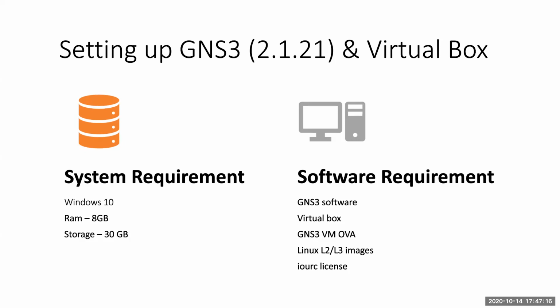And then we have to have VirtualBox. The VirtualBox version is okay with 6.1 or 5.5. I don't have any, means we should not have any problem with that. Then we have the GNS3 VM OVA, then Linux L2, L3 images, and IOURC license. So Linux L2, L3 images are actually the Linux images which are used by Cisco routers as an iOS. So these are Linux versions which we can load in the GNS3 software as an image.